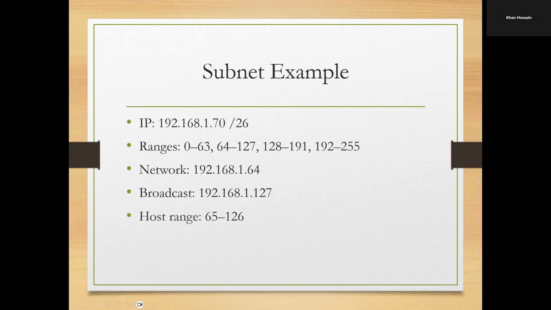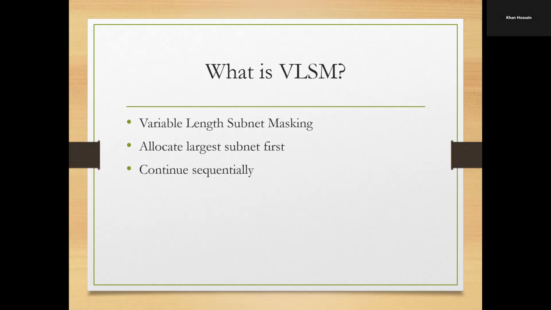Subnet example, like /26. Here the blocks always range between 0 to 63, 64 to 127, and so on. The network will be 192.168.1.64, the broadcast will be 192.168.1.127, and the host range will be 65 all the way until 126.